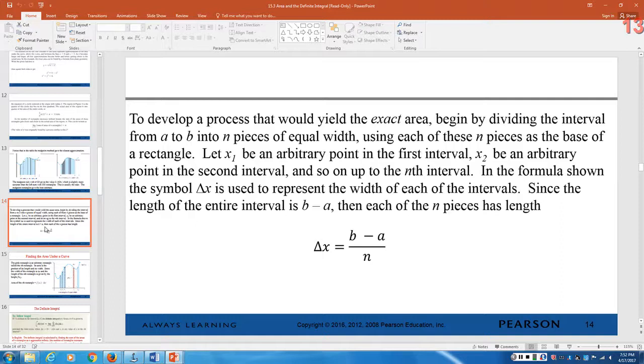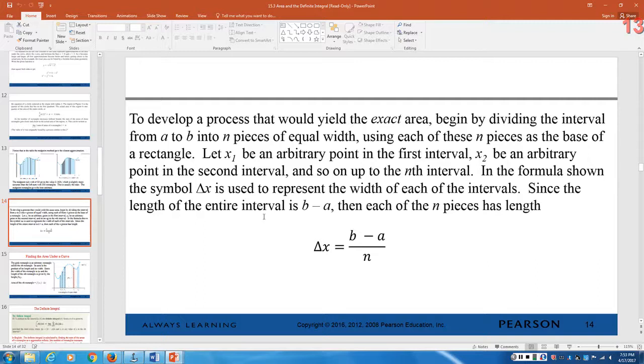So in order to develop a process that will give us the exact area, what we have to take into account is that we're dividing the interval from A to B into n pieces of equal width. And each one of those n pieces is going to be the base of a rectangle. So x sub 1 is going to be a point on the first interval, and x sub 2 on the second interval, and so forth on up to the nth interval, because n, we don't know how many we want to make. And in the formula shown, this symbol, delta x, is going to represent the width of every one of those intervals.